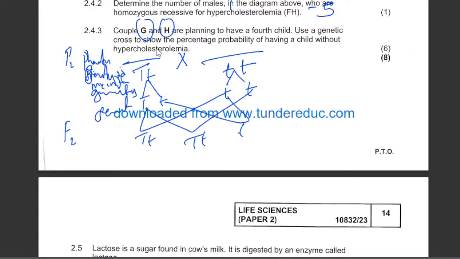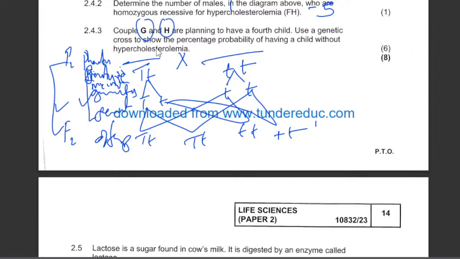This with this, small t, small t. And then this with that, small t, small t. So these are offspring. You see, F2, it must be in the same line. We come here, we give you a mark. Meiosis and fertilization, we give you a mark. The genotype and phenotype from the question, we give you a mark. Then we give you a mark here.